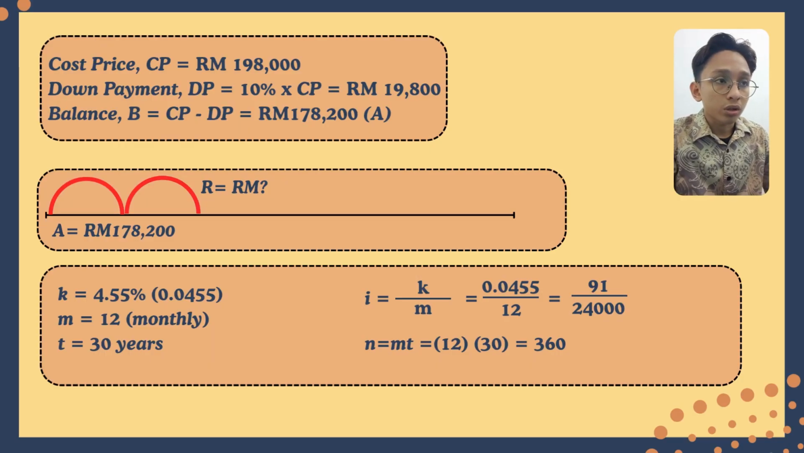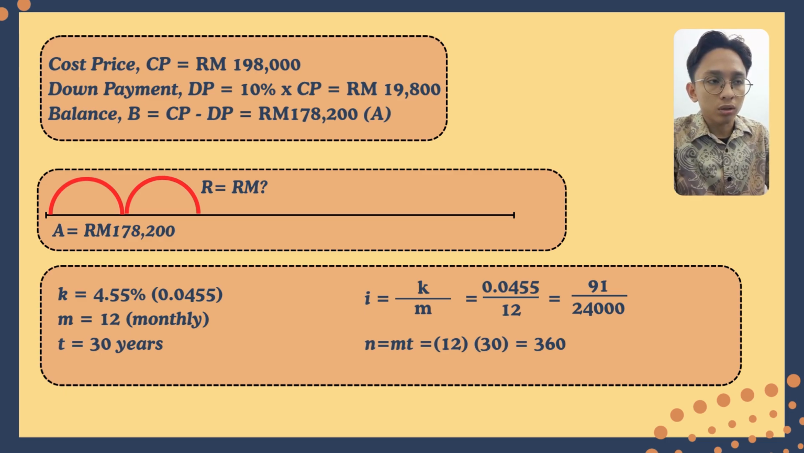The cost price is RM 198,000. Next is down payment, which is 10% multiplied by cost price, equal to RM 19,800. And lastly is balance, which equals cost price minus down payment, equal to RM 178,200, and it is the value of A.